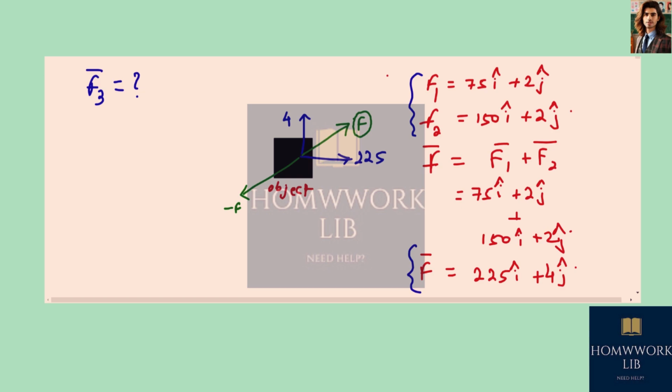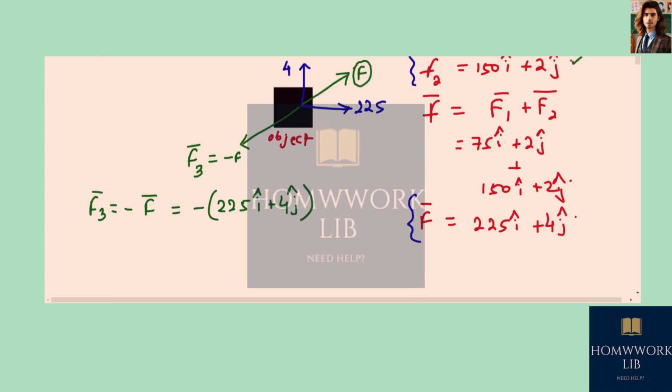So if we apply this F3 equal to negative of F on this object, then although these two forces F1 and F2 are applied, still the object will be at rest. So yes, we can find that force F3 by taking the negative of the force vector F. So that will be negative of 225 i plus 4 j, and this finally gives us the force F3 as minus 225 i cap minus 4 j cap. Okay, so this is our required force.